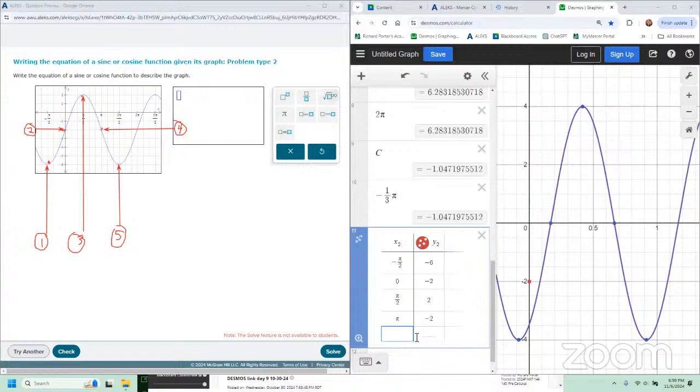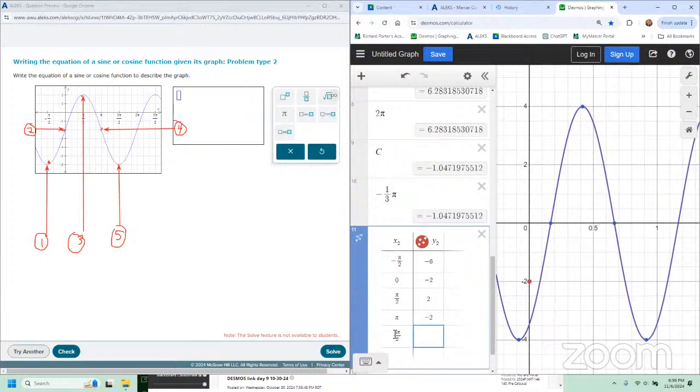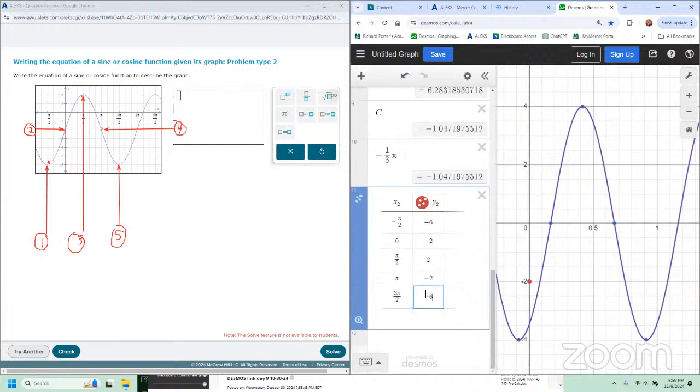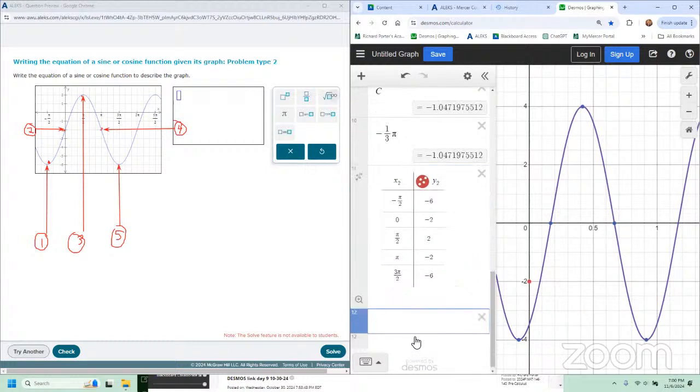For point 5. Starts with 3. 3 what? 3 pi over 2. Thank you. And then the y value? Minus 6. Okay. So now that I have that, I can just do what I did before.